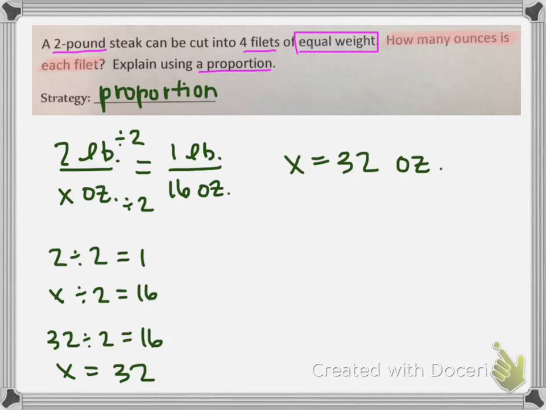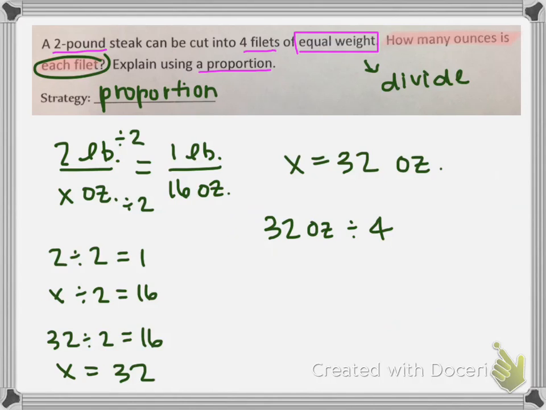So I have solved how many ounces the entire steak weighs. It weighs 32 ounces, but that's not what I was asked. I was asked how many ounces is each fillet. Well, that's where we go back to how many fillets there were. 4 fillets of equal weight. What does that mean? Equal weight means I need to divide. So I'm going to do 32 ounces divided by 4. So 4 equal pieces. And 32 divided by 4 equals 8. So each fillet will weigh 8 ounces.